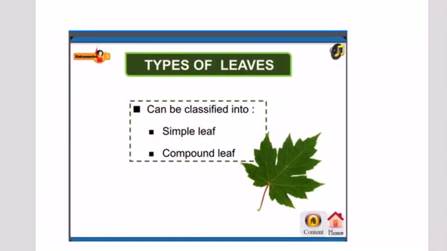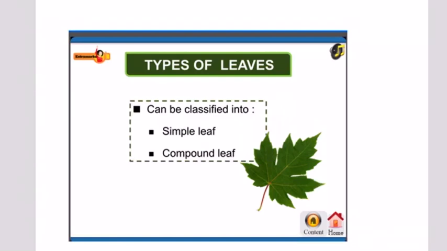Now, hopefully you have understood what a leaf is and the basic structure of a leaf, which comprises the petiole or the stalk or the leaf base, the lamina or the leaf blade, and the veins of a leaf, veins and veinlets. So now we move on to the next section, the different kinds of leaves. Now, types of leaves.